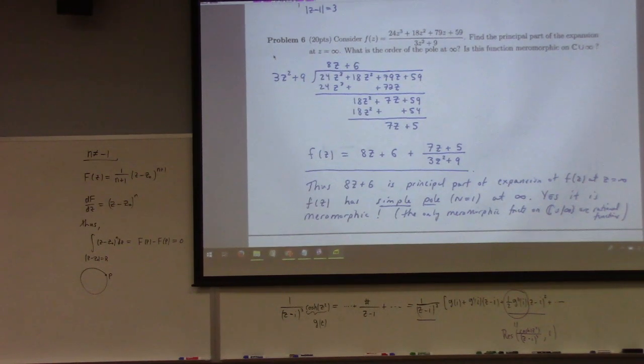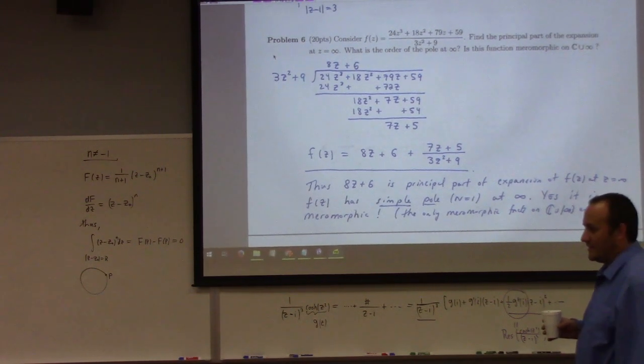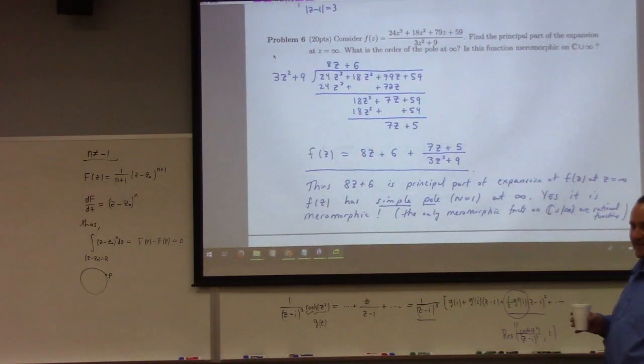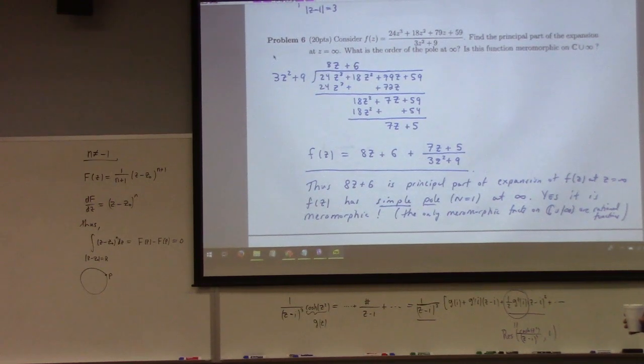Very proud of problem 6. So, we do long division, and out pops the polynomial piece and then the proper rational function. So the principal part is the polynomial piece, and since it's first order, that makes it a simple pole at infinity. And yes, it's meromorphic. In fact, the rational functions are the only meromorphic functions on the extended complex plane, as we proved, quote unquote proved. I sketched a proof of that in class, at least. Maybe saying I proved it is a little bit much, but your generation doesn't appreciate it.